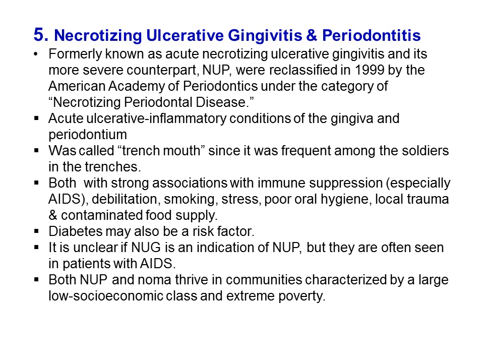Now we will talk about the necrotizing ulcerative gingivitis and periodontitis. It is an acute ulcerative inflammatory condition of the gingiva and periodontium. It is called trench mouth because it mostly affected soldiers in a trench, with strong association with immune suppression, especially patients with AIDS, debilitating conditions, smoking, stress, poor oral hygiene, local trauma, and contaminated food supply. Also, diabetes mellitus may be one of the risk factors associated with this condition.